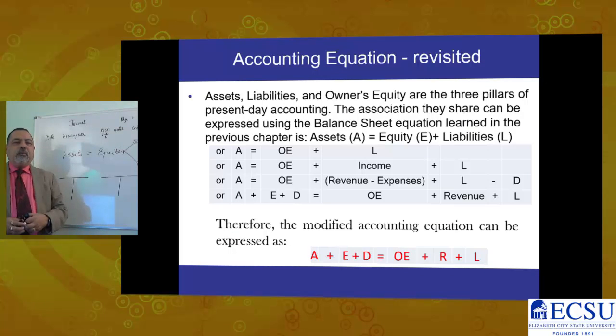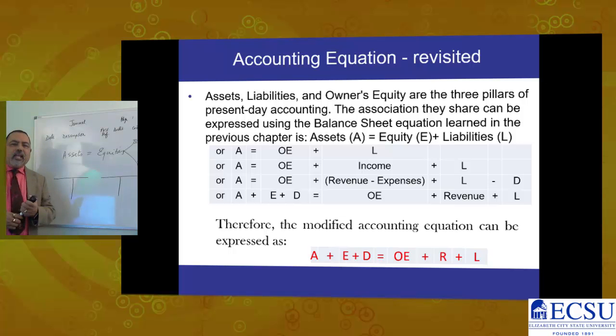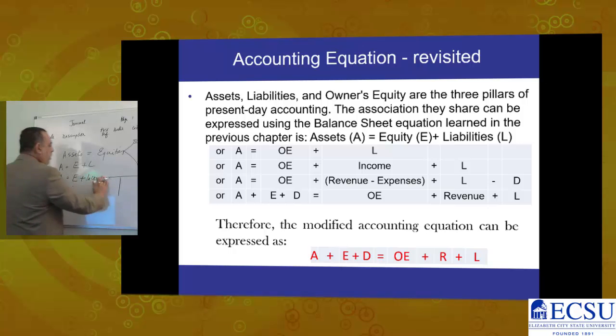Now, as you can see, we have been talking about this double entry system of accounting in terms of an equation. So assets, liabilities, and owner's equity are basically the three pillars of present day accounting. The association they share can be expressed using the balance sheet equation known as asset is equal to equity plus the liability. Now, as the company grows, the company will start earning income. So therefore, it could be considered as asset is equal to equity plus income plus the liability. So now, what is income? Income is revenue minus expense.